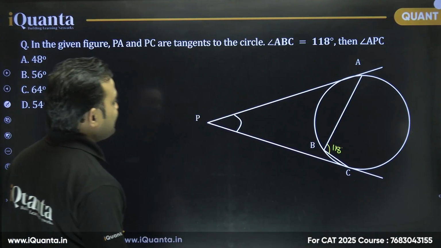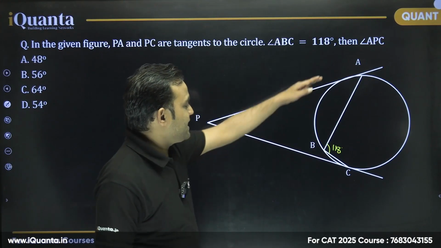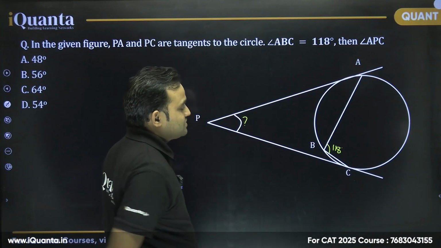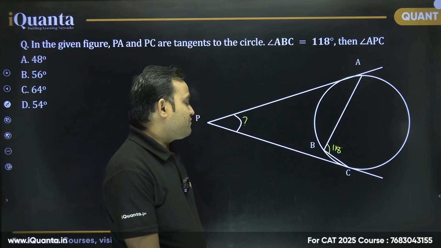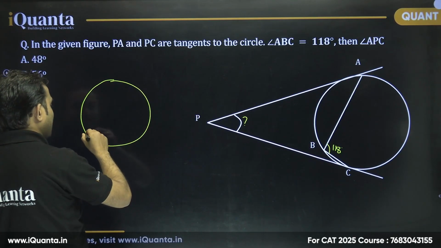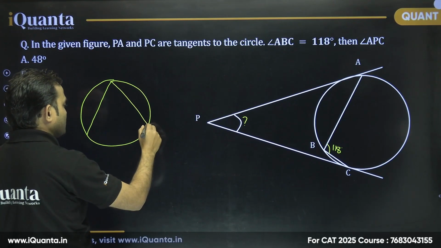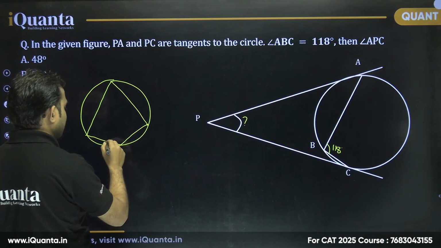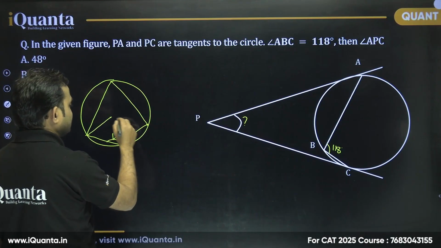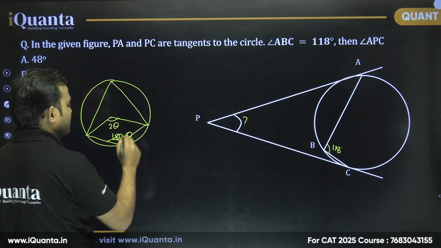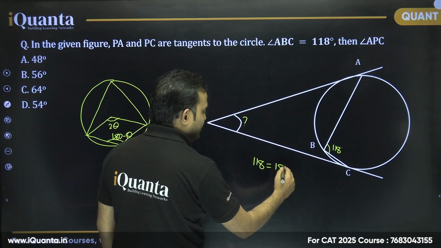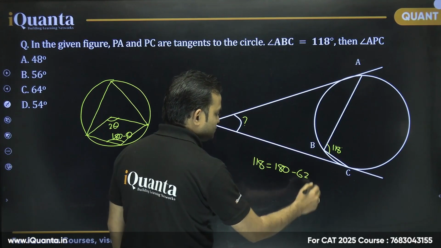Then angle APC is angle APC. This angle we need to find, right? So how do we find it? We had just discussed that if this angle is 180 degrees minus theta, then the angle made by this chord will be 2 theta. Can we say 118 is equal to 180 minus 62, right?